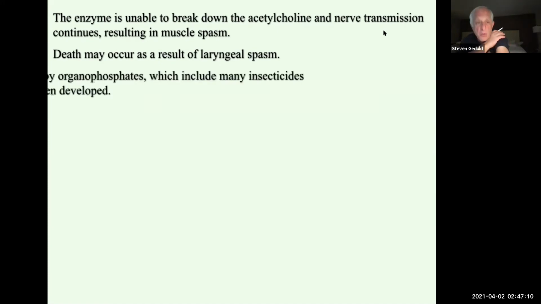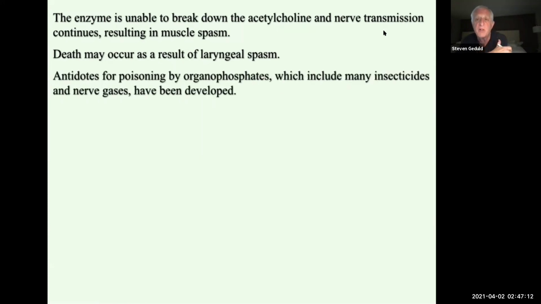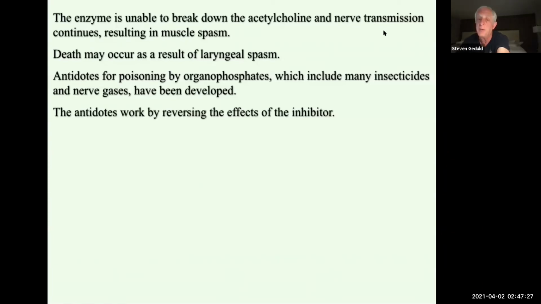Antidotes for poisoning by organophosphates, which include many insecticides, and nerve gases have been developed. So organophosphates are used in insecticides. They've been used as nerve gases during war. And we developed several antidotes for that. The antidotes work by reversing the effects of the inhibitor. So where the inhibitor is binding to the acetylcholinesterase, we work on reversing that effect, either by remodifying the structure of the enzyme or by modifying it to the point where the inhibitor can't bind to it anymore.